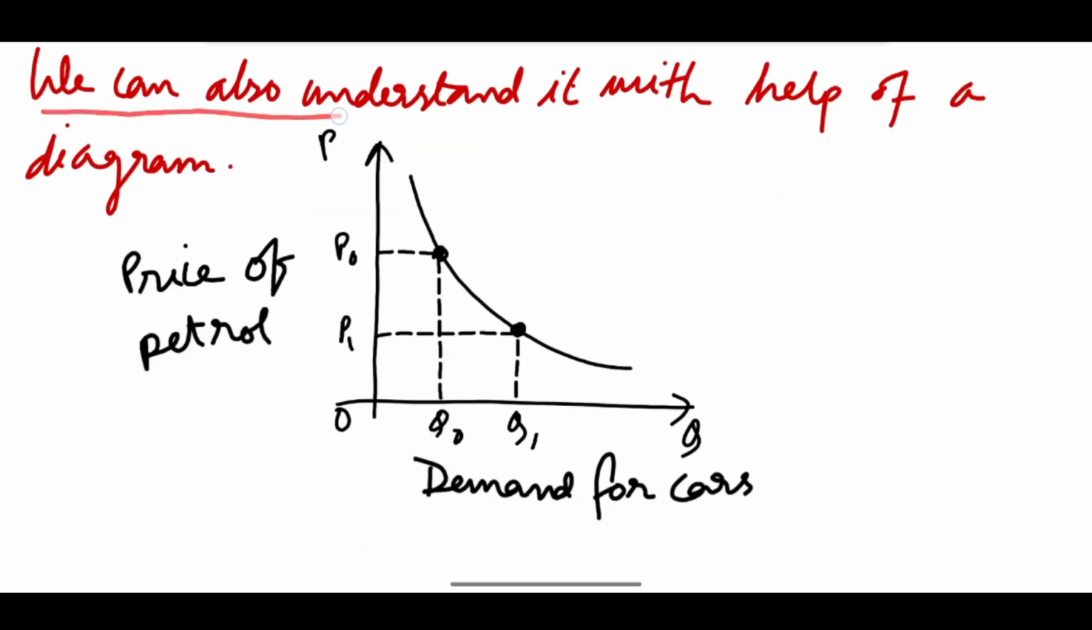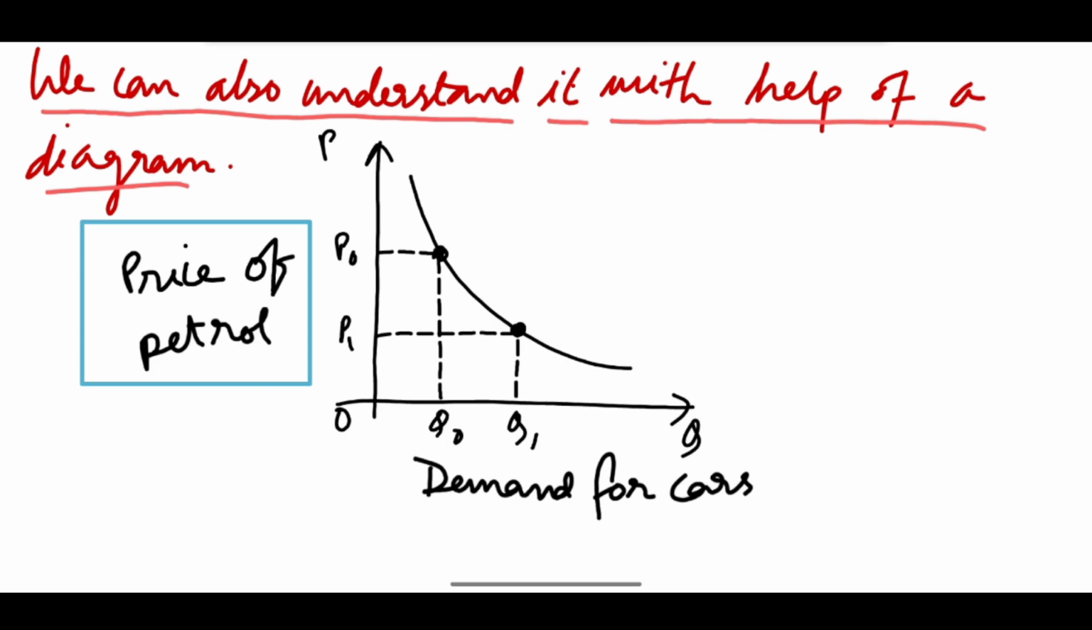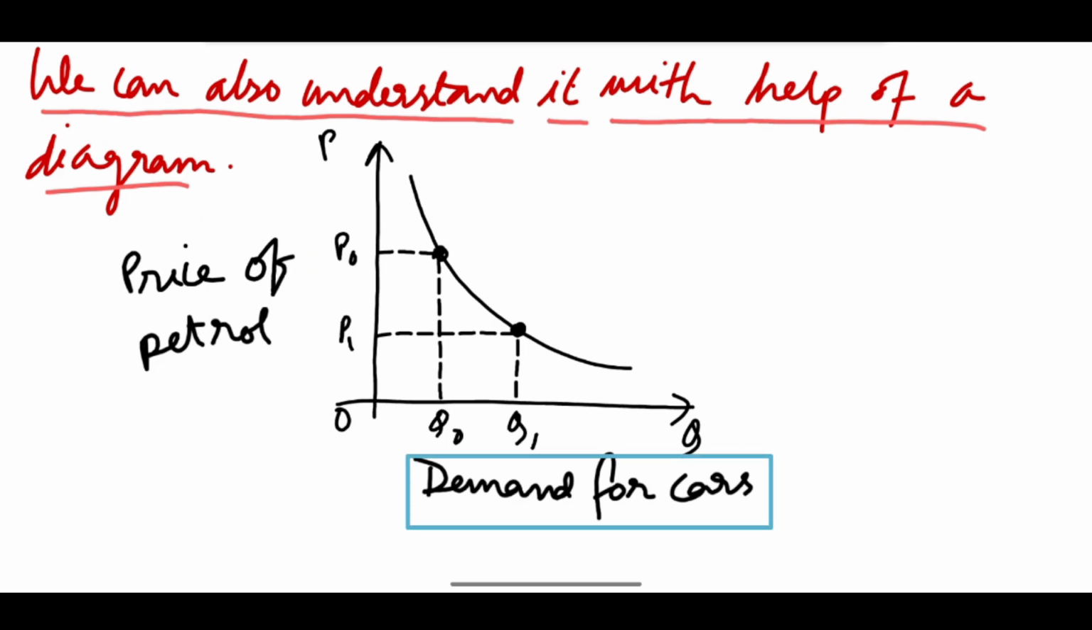We can also understand it with the help of a diagram. Here in this diagram, we have taken price of petrol in the vertical axis and demand for cars in the horizontal axis. Here, if the price of petrol rises, the demand for cars would fall, and if the price of petrol falls, the demand for cars would rise.